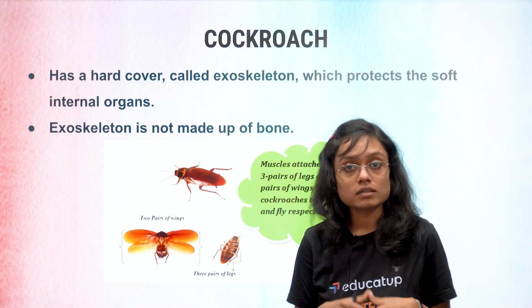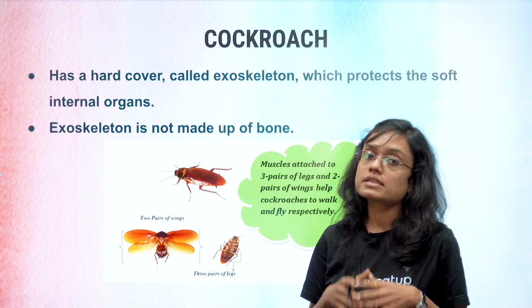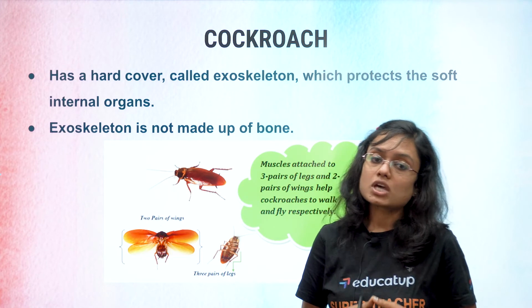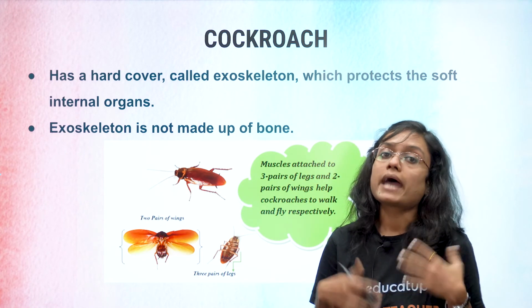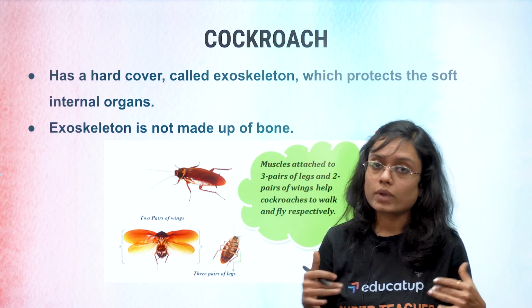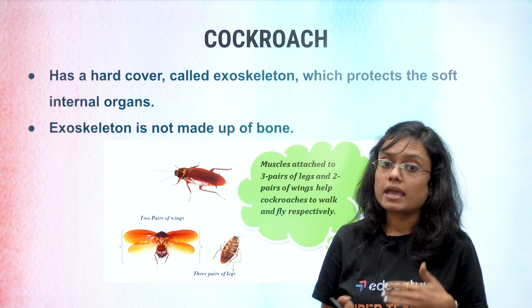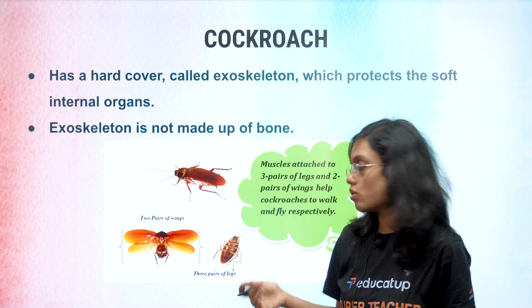The cockroach has a hard cover called an exoskeleton which protects the soft internal organs. The exoskeleton is not made up of any bone. Three pairs of muscles are present in the legs, that is the hind limbs, and two pairs of muscles are present in the wings. With the help of these muscles, the cockroach can fly easily and can also move ahead and walk easily.